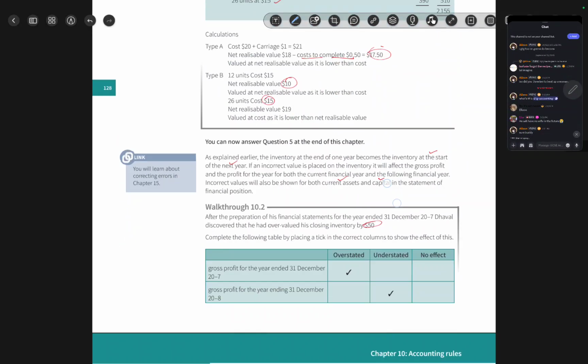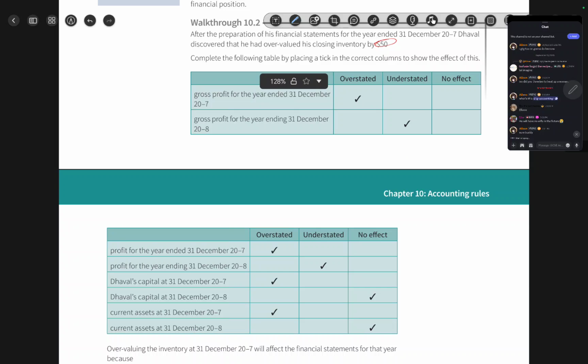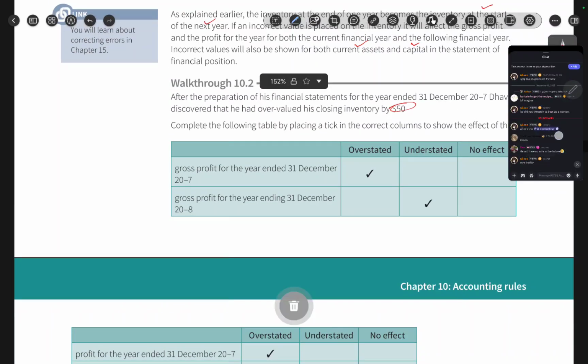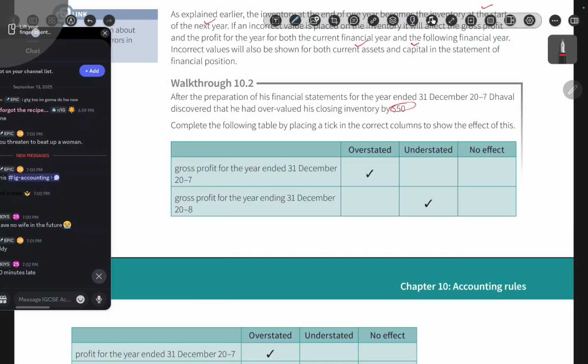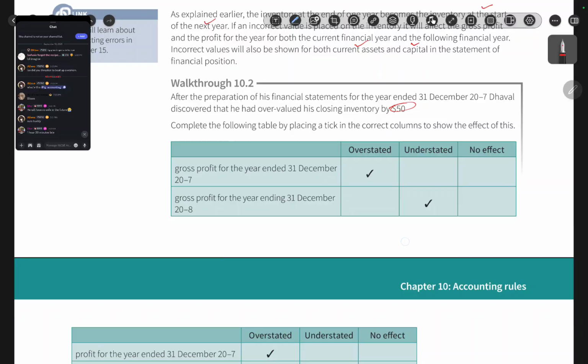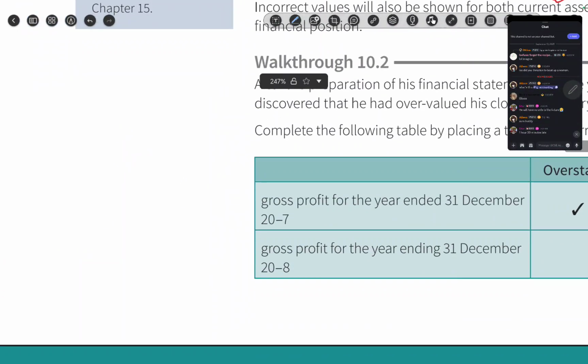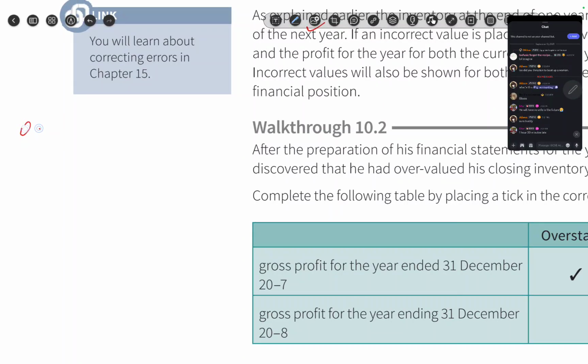All right. So we stopped here last time, and they gave us an example. There's this guy who is making financial statements, and he later discovered that he overvalued, or overstated, his closing inventory by $50. Now let's write the formula for cost of goods sold over here. We have our opening inventory plus purchases minus closing inventory. This is cost of goods sold, and cost of goods sold is subtracted from your total sales, right?